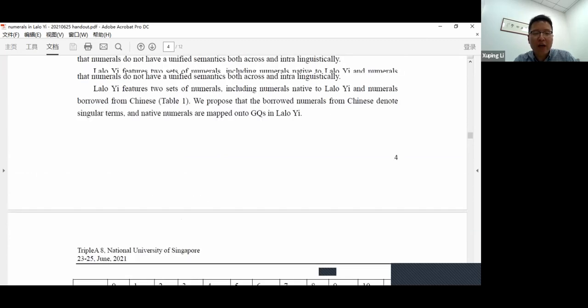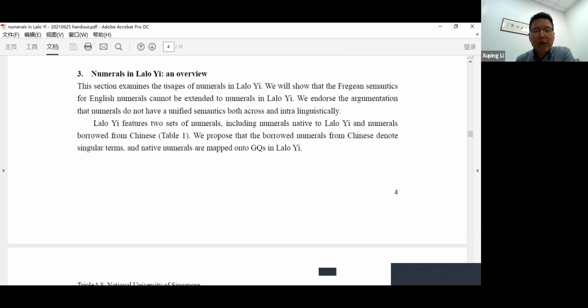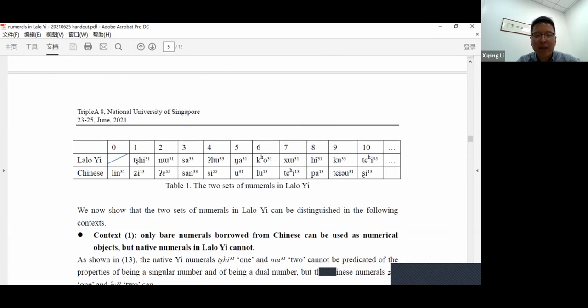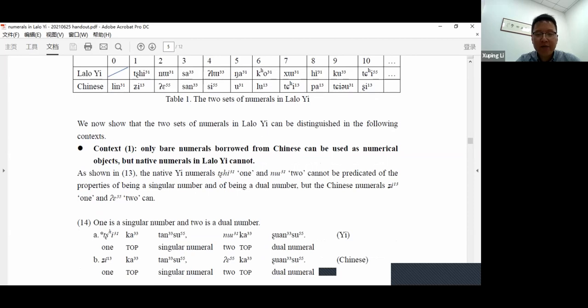As I was mentioning, there are two sets of numerals in this language, including the native ones and also the borrowed ones. The first line is the native numerals, and the second line, those numerals are borrowed from Chinese. Now we will show how these two sets of numerals can be syntactically or semantically distinguished. Now that's the first context.